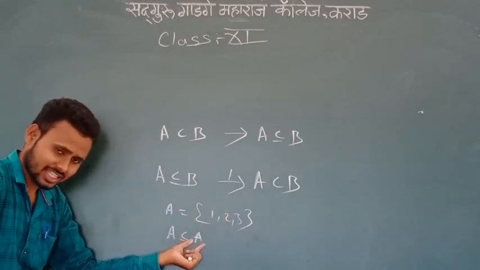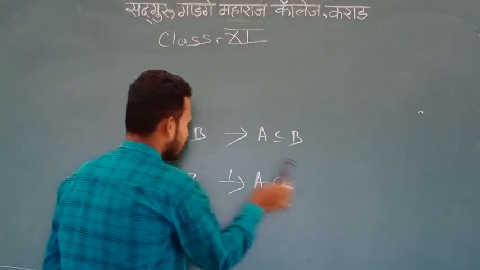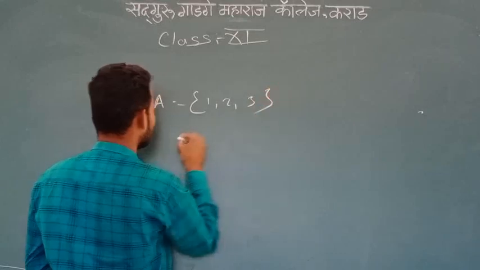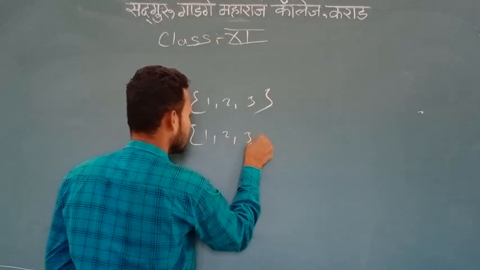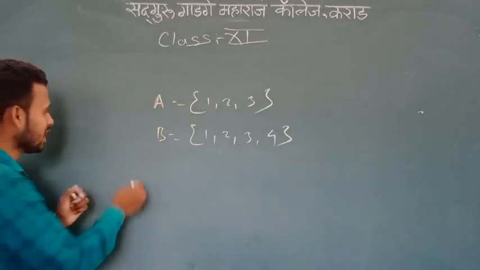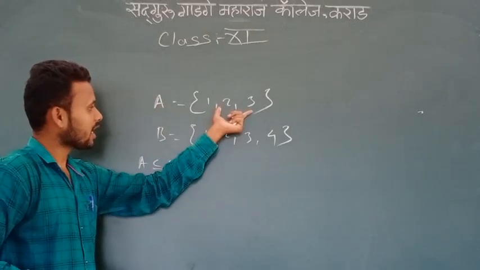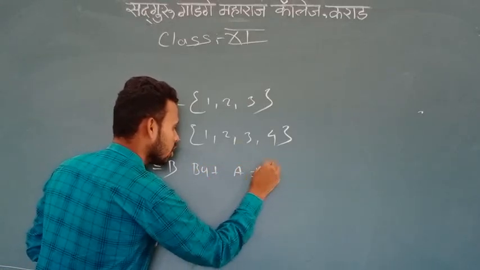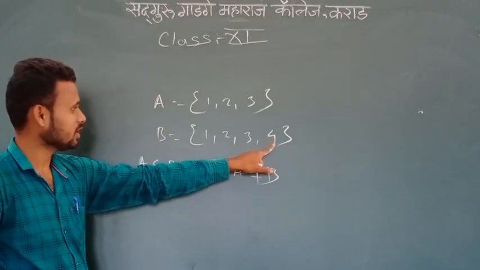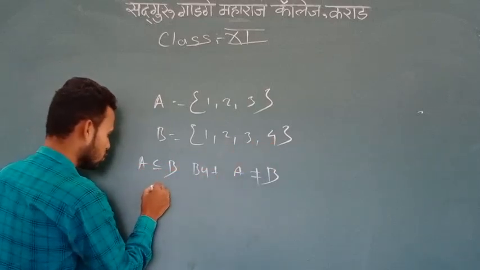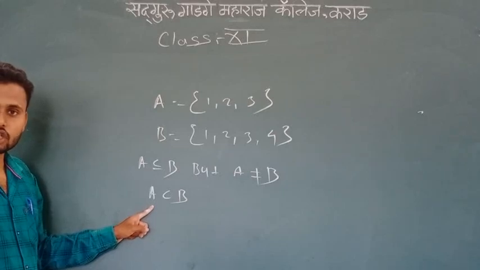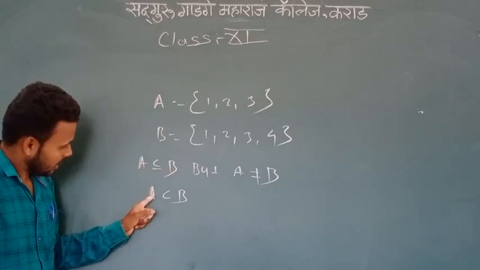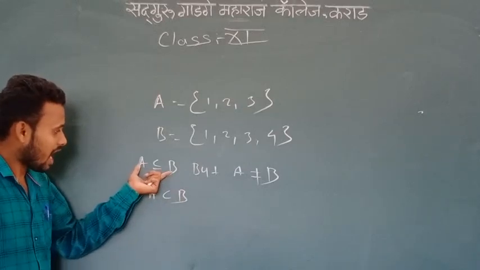There is at least one element in set A, or suppose I take another example: A equal to the set containing 1 2 3 and B equal to the set containing elements 1 2 3 4. Here A is a subset of B, because every element of A is also an element of B. But A is not equal to B. Why not equal? Because there is at least one element in B which is not in A, meaning B is bigger, so they are not the same. Therefore we also say that A is a proper subset of B. When A is a proper subset of B, it is already true that A is a subset of B, but the reverse does not hold.